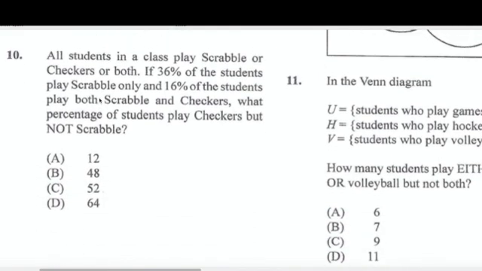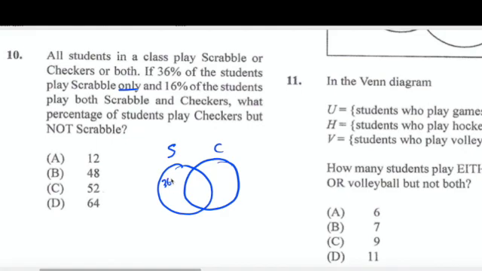Number 10. All students in a class play Scrabble or checkers or both. All right. So we have Scrabble, we have checkers, and in the middle there we have both. If 36% of students play Scrabble only, it means that they are not a part of the intersection. So in here we have the 36%. And 16% of students play both Scrabble and checkers. So we have a 16 in here. What percentage of students play checkers but not Scrabble? So checkers only.